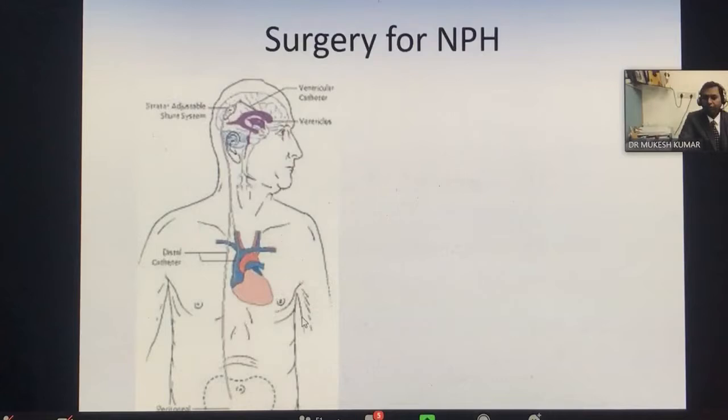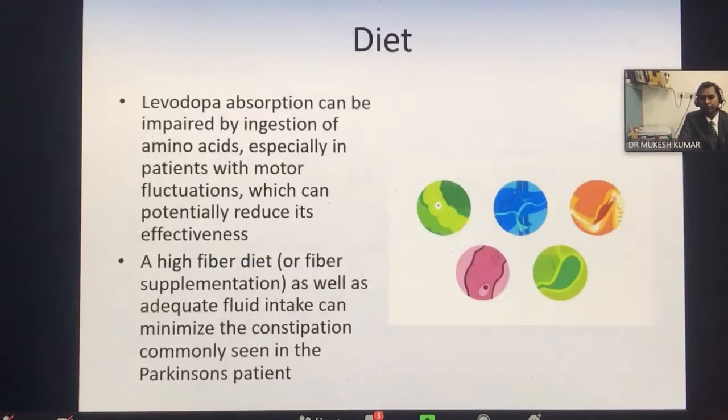So what we do in NPH surgery is monitor the pressure, remove the CSF, see the outcome, and then put a pipe, a ventriculoperitoneal shunt, from the brain to the abdomen, and it gets continuous recovery. It's a one-time surgery, no follow-up, and the patient just remains at home and enjoys life.